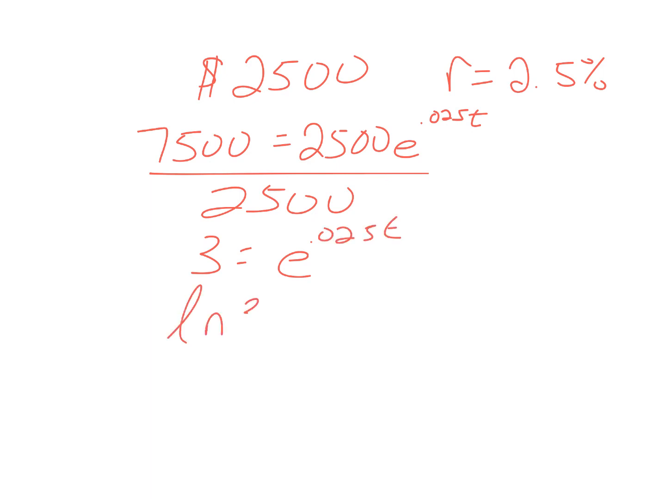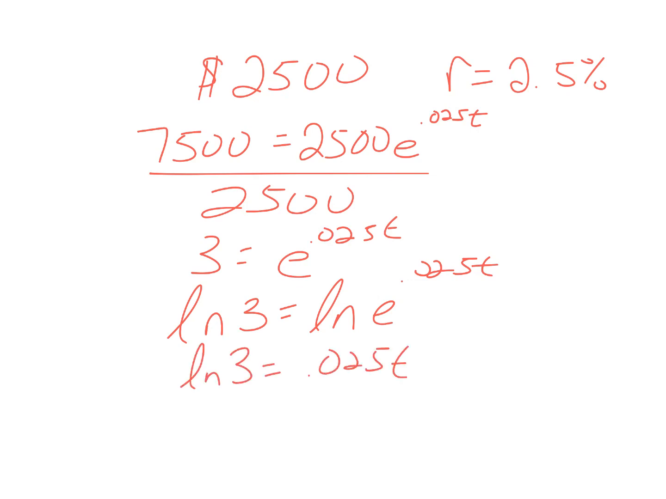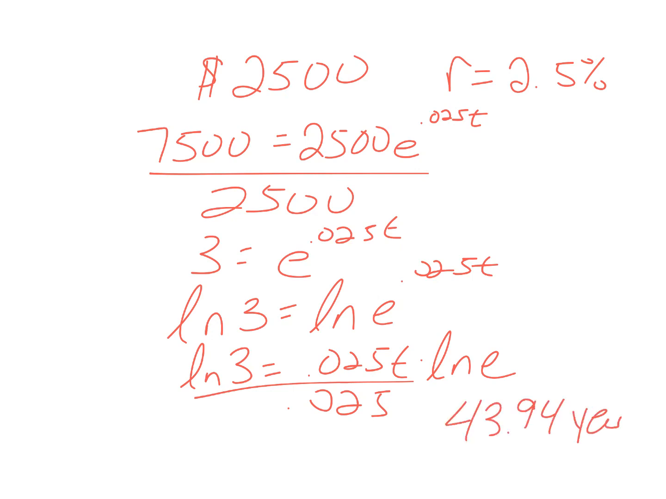ln both sides. And when we do that, to bring that exponent up front, 0.025 t ln of e. ln of e is just 1, luckily, so you just divide by 0.025. And that will tell you how long it takes to triple your investment, which will be a long time. 43.94 years. Long time, yeah. With that small interest rate, it's going to take a little while to triple your investment.